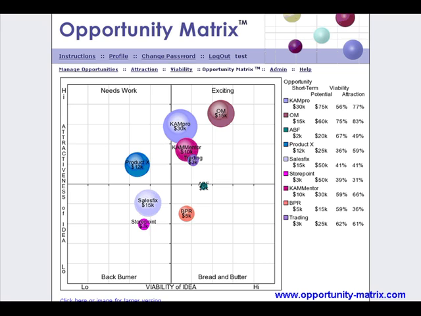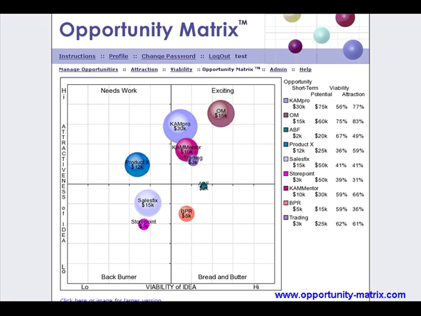Based on criteria that you set, ones that are relevant to your specific circumstances, the analysis engine plots your opportunities on a graph. It uses two dimensions: the attractiveness of the opportunity, or how much do you want to do it, and the viability. Will you actually make any money at it?